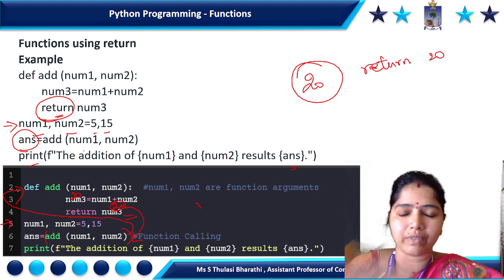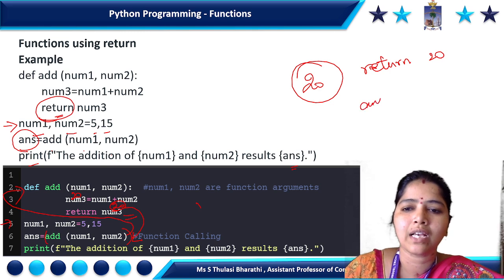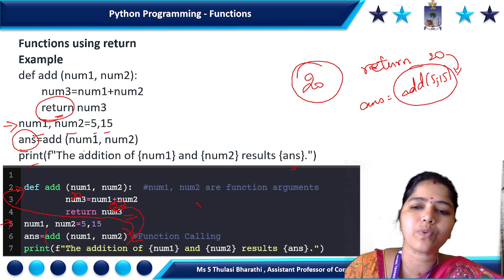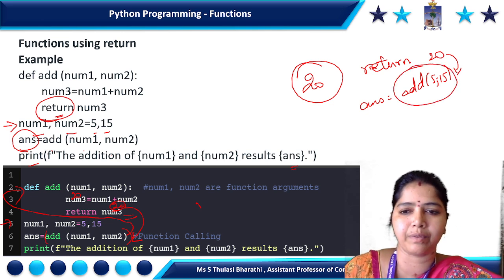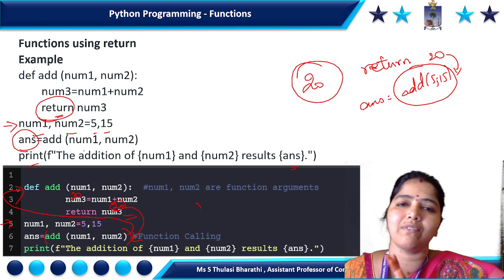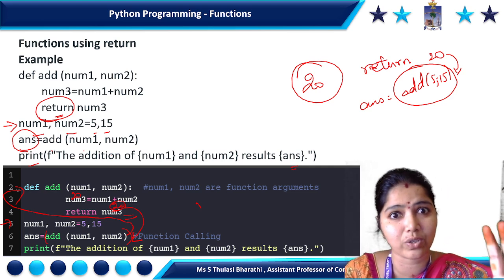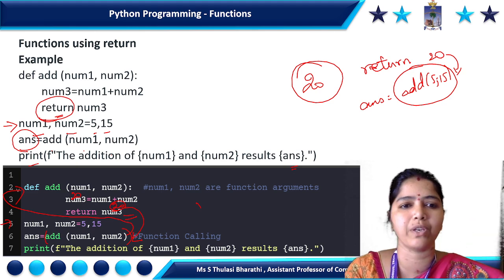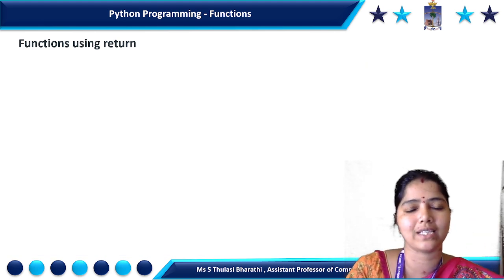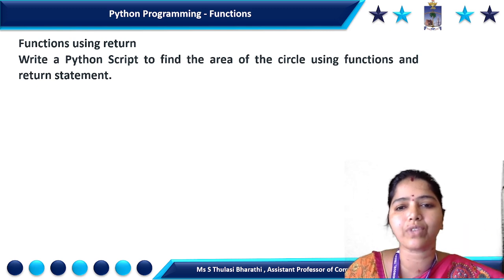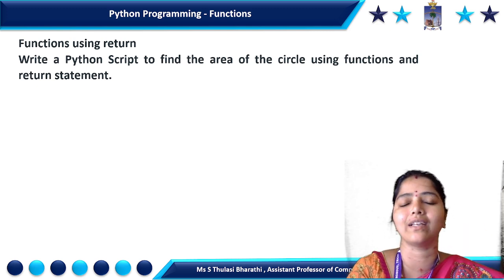Where will it go? It will come to this line. Add 5, 15 is there, right? It will come to this line. And this 20 will be replaced over here, and this 20 will be saved in the answer, and this answer will be printed. So here the answer for this question is 20. I hope you have understood the concept, how the return is being used. Using this as an example, I want you all to write a coding to find the area of the circle using function and the return statement.